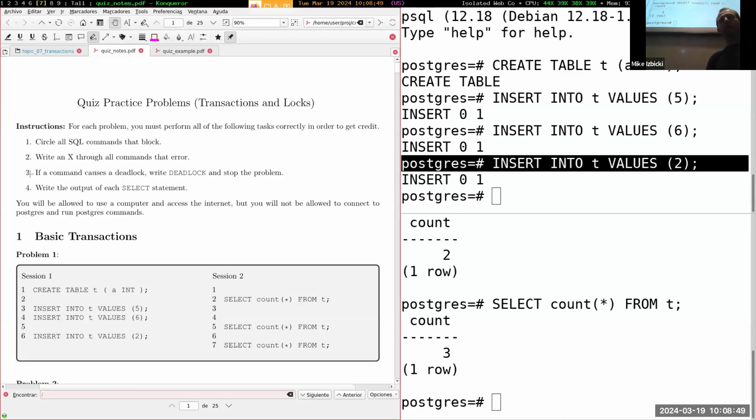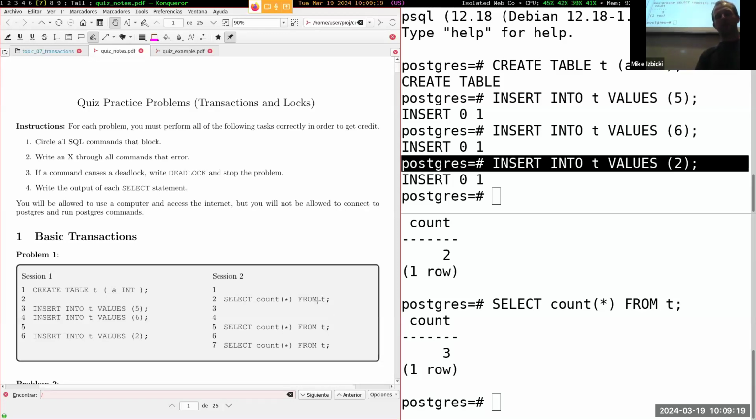Parts 1 through 3 are things that we will cover here in a little bit. They're moderately complicated. Part 4, though, is relatively simple: write the output of each select statement. So on the left-hand side over here in session 1, there are no select statements, and so there is nothing that we have to annotate over here. In session 2, there are 3 select statements, and for the quiz, you will have to write out the output of each of those select statements.